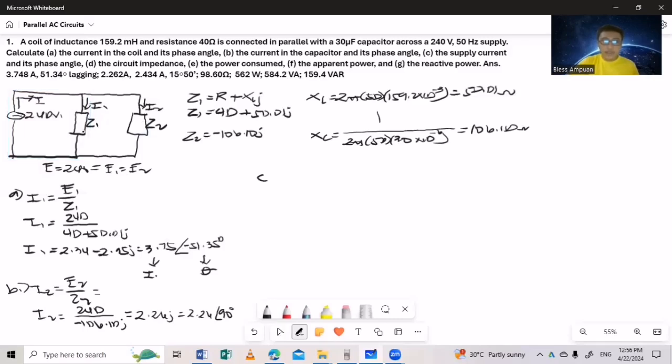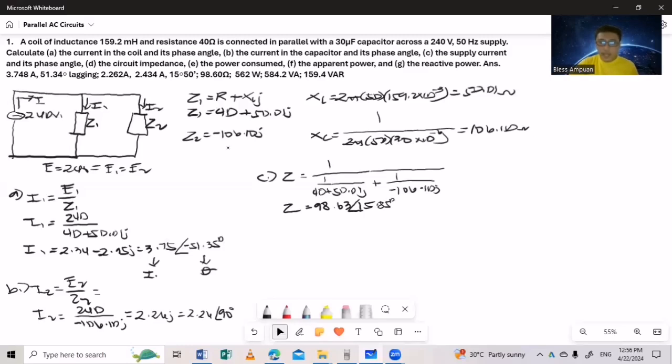So for letter C, let's solve for our total impedance, which is 1 over 1 over Z sub 1, which is 40 plus 50.01 J, plus 1 over negative 106.10 J. Using complex mode to solve this, our total impedance is equal to 98.63 at 15.85 degrees.